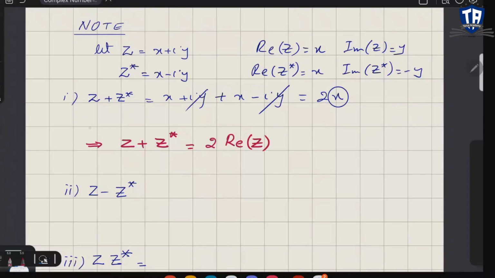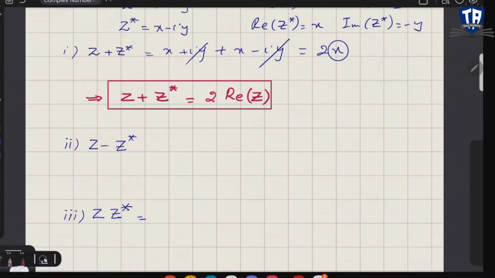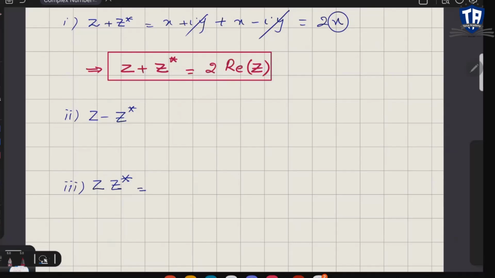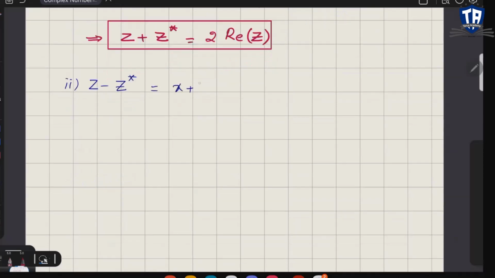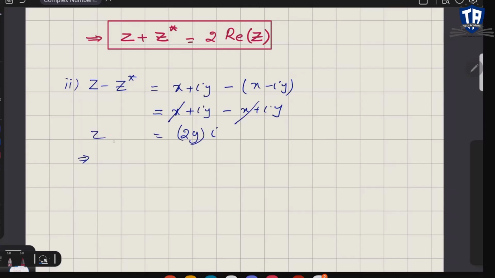Okay, next, if we subtract the number and conjugate, x plus iota y minus, open bracket, x minus iota y, x and x cancel, it is 2y of iota, which gives this result: z minus z conjugate is equal to 2 times the imaginary part of z.